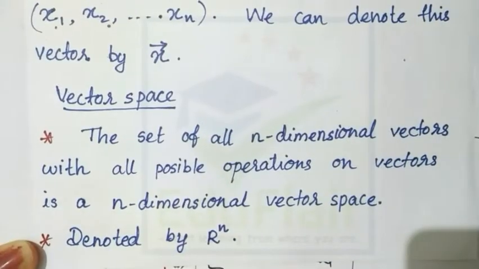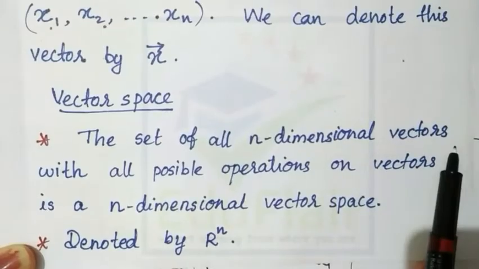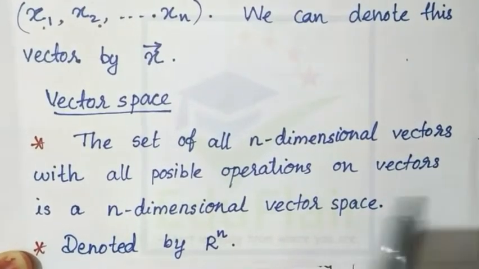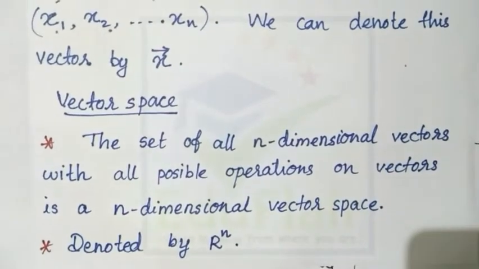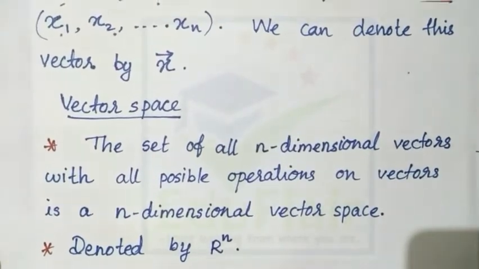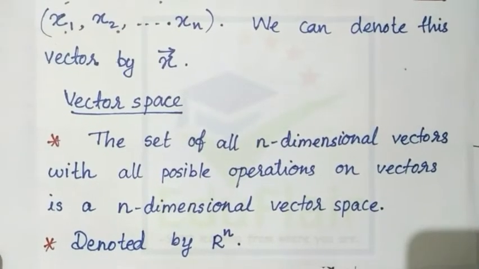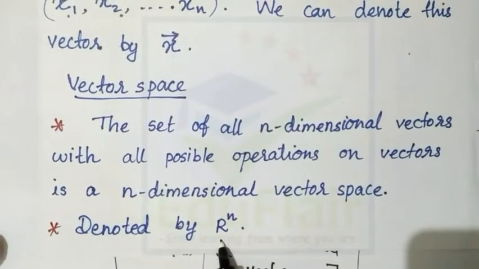So now what is a vector space? The set of all n-dimensional vectors with all possible operations on vectors is an n-dimensional vector space. We can define some operations on vectors. Vectors perform കൊറേ operations ഉണ്ട്. And we denote vector space as R raised to n.